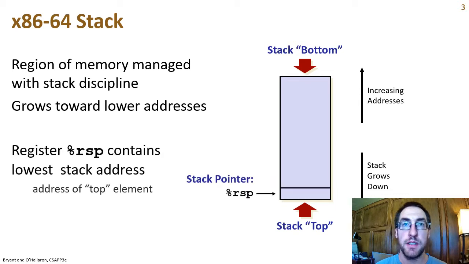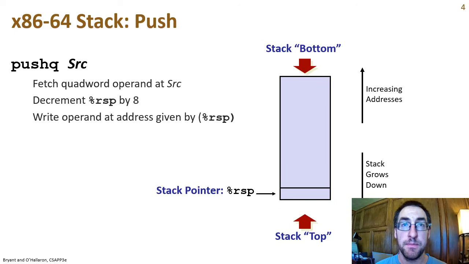The general purpose register with the mnemonic RSP holds the current address of the top of the stack. When the stack grows down, this is actually the smallest address in the stack. All legitimate stack accesses will be greater than or equal to the RSP.